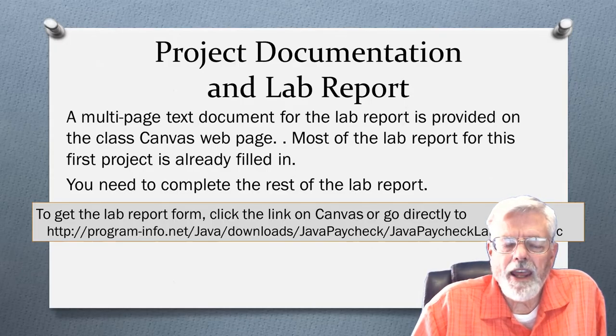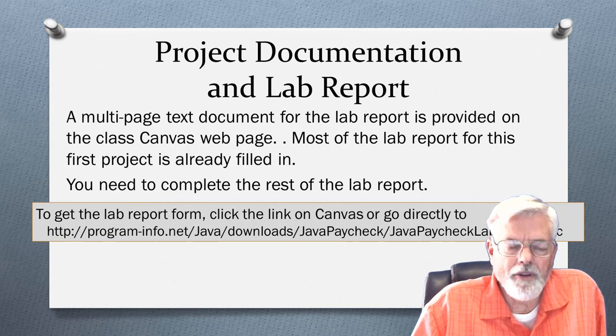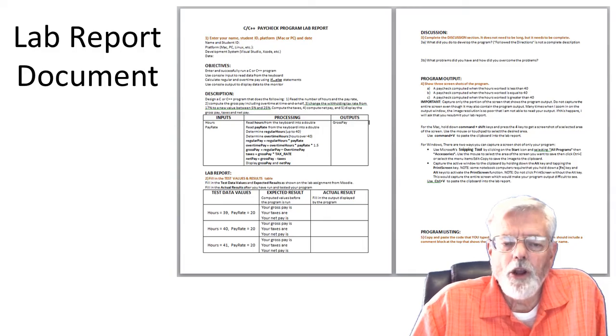Project documentation and lab report. A multi-page text document for the lab report is provided. Most of the lab report for this project is already filled in. You need to complete the rest of the lab report. You need to complete the test values and results table. I've already provided some sample test values. If you use any values other than 39, 40, and 41 hours, or a pay rate other than $21 per hour, you need to update this table.